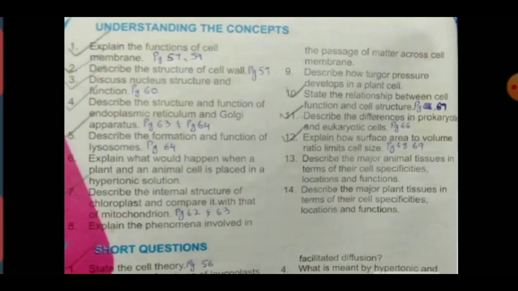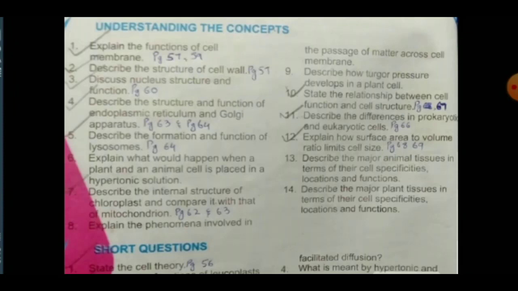Describe the differences in prokaryotic and eukaryotic cell. Its answer is given on page number 66. In this question they have asked you about the differences between the prokaryotic cell and eukaryotic cell, and its answer is given on page number 66, in which you have to describe differences like the difference between their nucleus, the presence or absence of the organelles, size of the ribosomes, and the chemical composition of the cell wall.